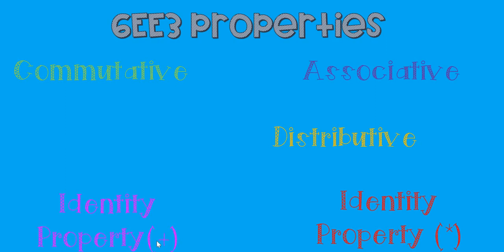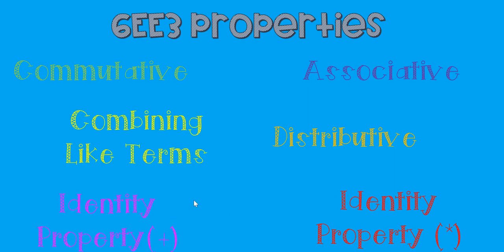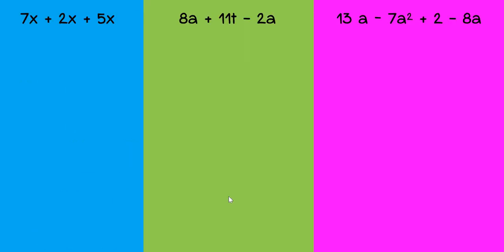Or the identity property of addition. Now in that case, that number is 0. So they're the same idea, it's just that the number is different. So if I multiply by 1, the number stays the same. If I add 0, the number stays the same. I can also use combining like terms, keeping in mind that like terms have to be terms that have the same exponent and the same variable.